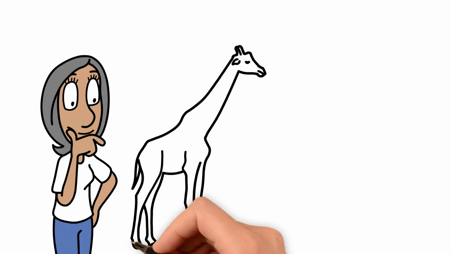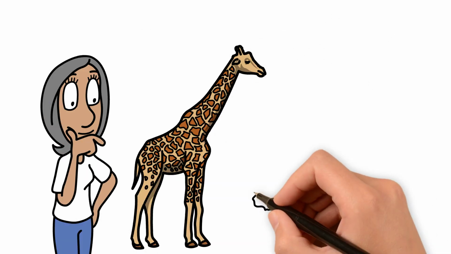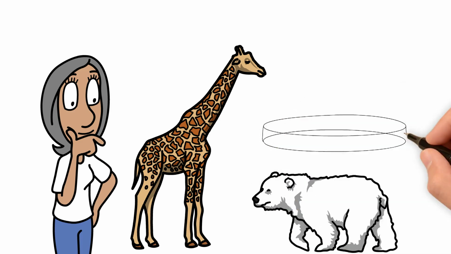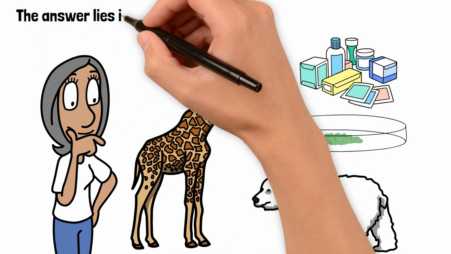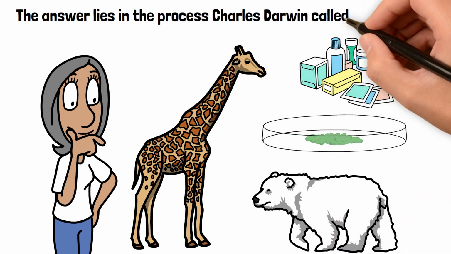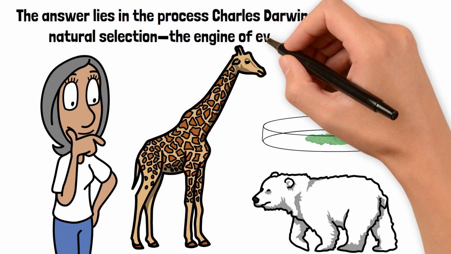Here's a thought. Why do giraffes have long necks? Why do polar bears have white fur? And why do bacteria keep becoming resistant to antibiotics? The answer lies in the process Charles Darwin called natural selection, the engine of evolution.